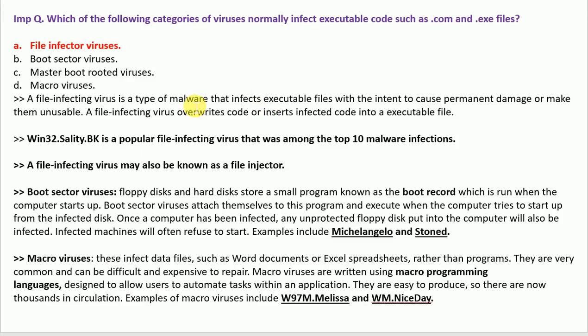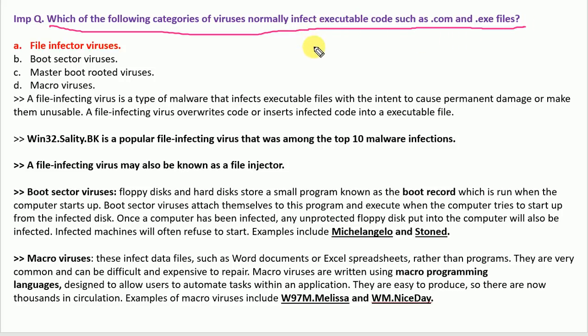Yeah, so the next question is again a very important question, and in one question, I have covered each and everything related to viruses. So let's jump into that question directly. The question is, which of the following categories of viruses normally infect executable code such as .com and .exe files?